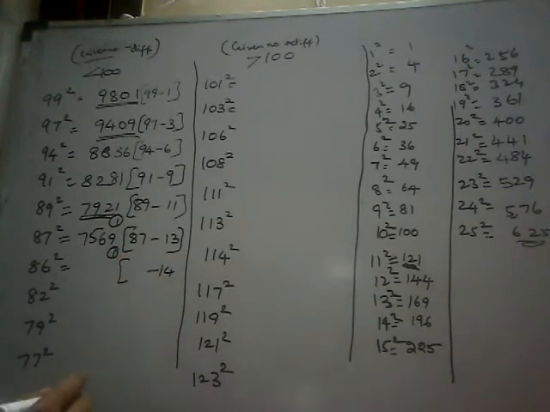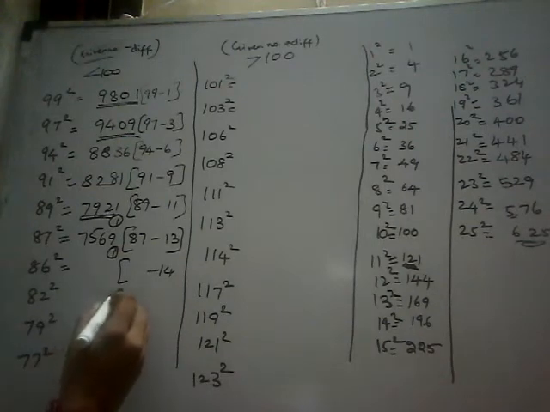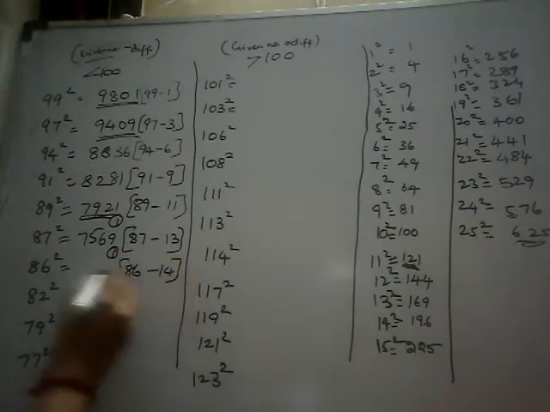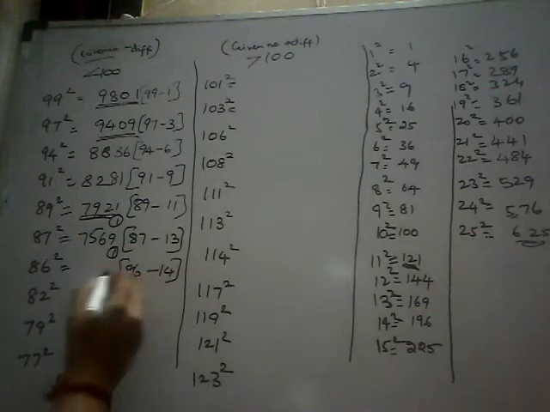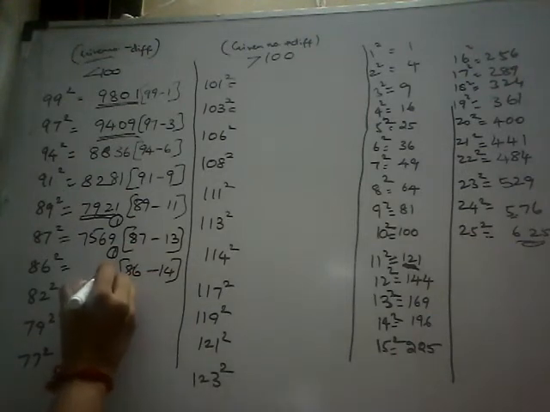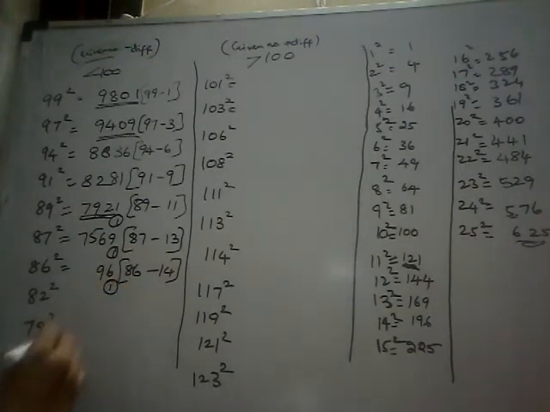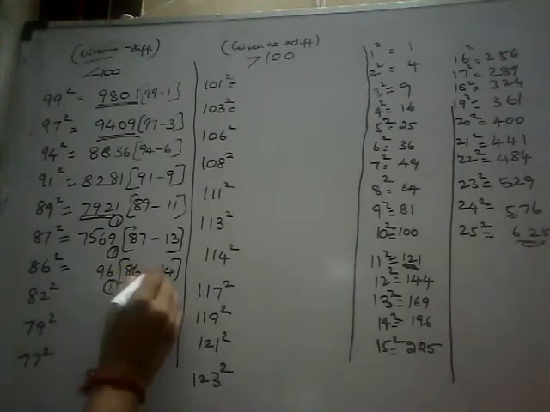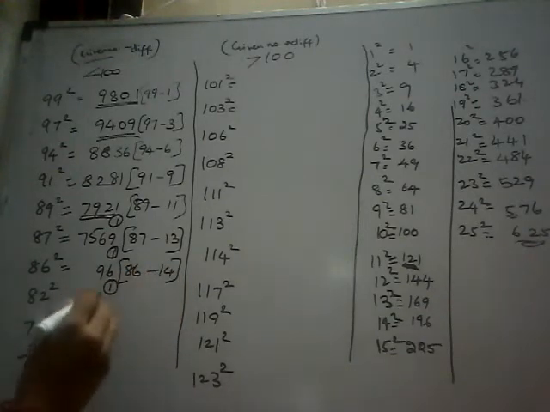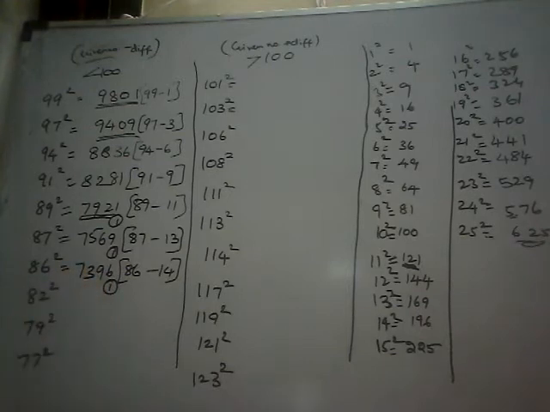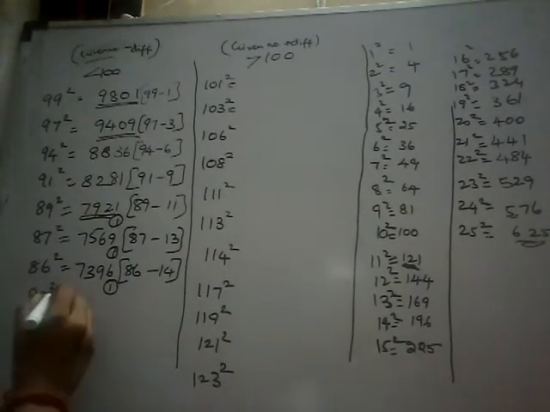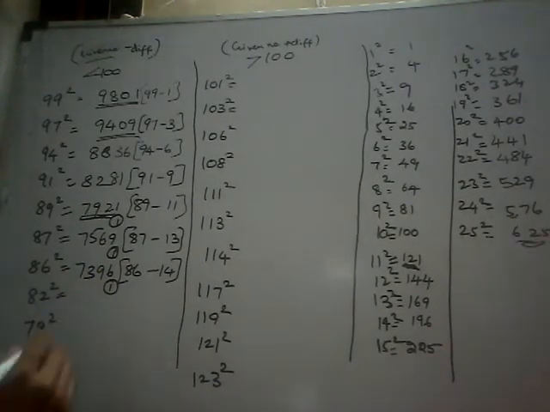How much is the difference? 14. From 86, subtract that 14 and write the first 2 digits. Now 14 square, what will you get? 196. 96 goes right here, 1 carryover. Now 86 minus 14 is what? 72. 72 plus 1 is 73. 7396 is your answer.